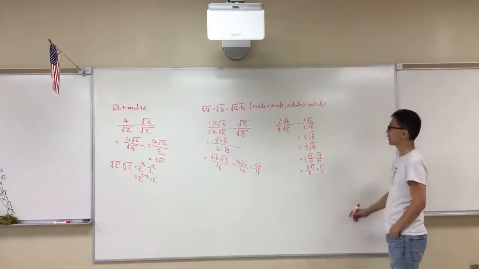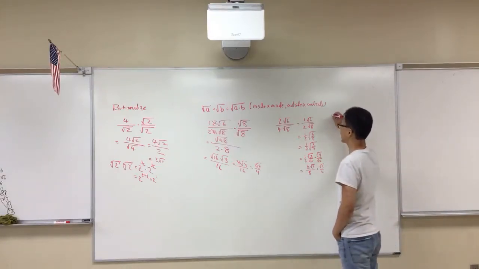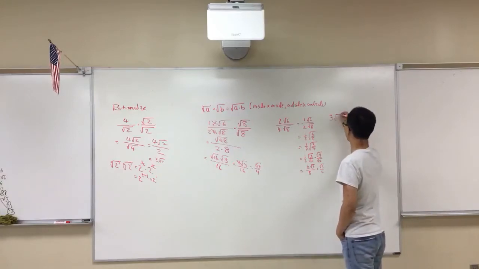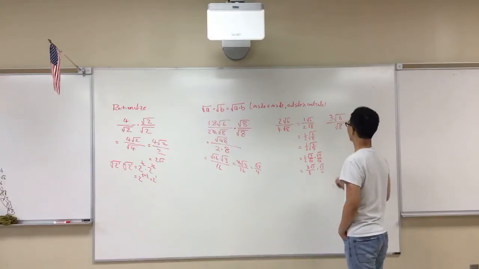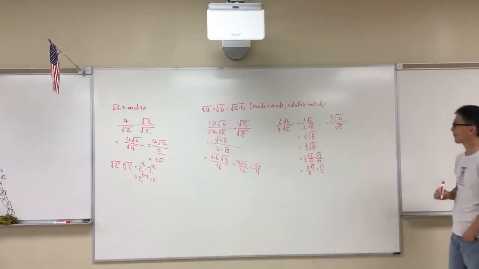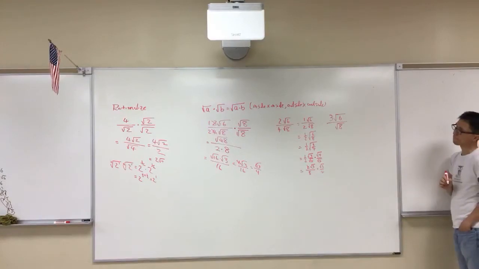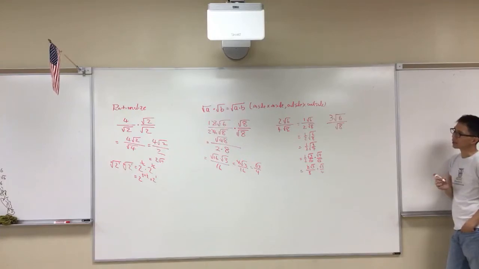So I want you to try a problem. So let's say I have 3 square root of 6 over square root of 8. So I want you to rationalize this. They're almost the same question.